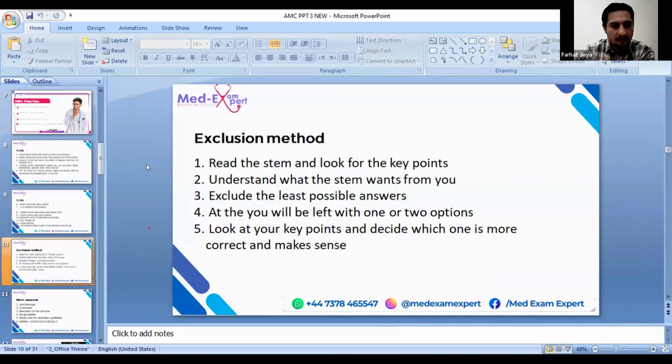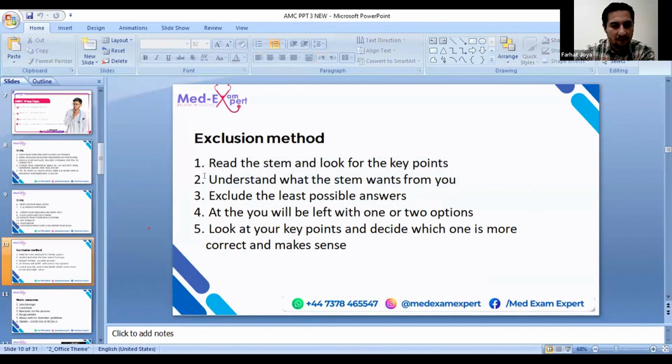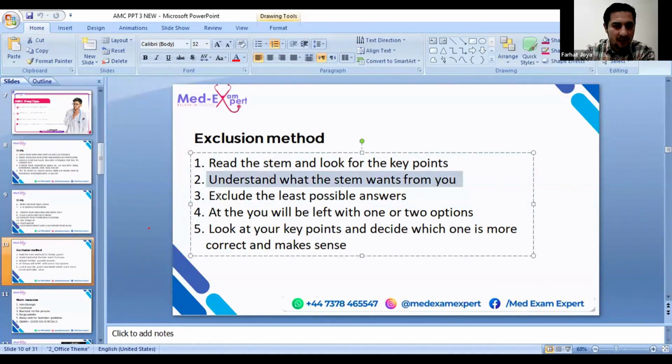Okay, so the exclusion method. When you have the exam, what you do is read the stem and look for the key points. It's very important. And when you have noticed the key points, then understand what the stem wants from you. As Dr. Ahmed mentioned, from one topic they can create multiple questions and multiple answers. So do not memorize the recall. Just know the topic and gain the knowledge, and you can solve the question easily.